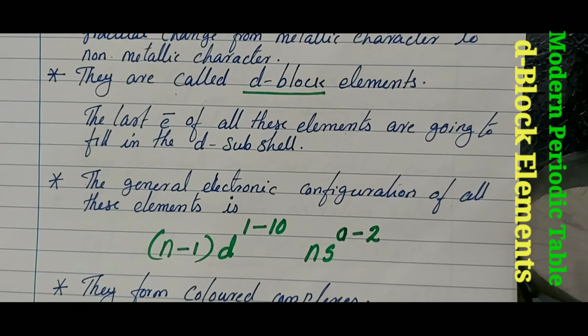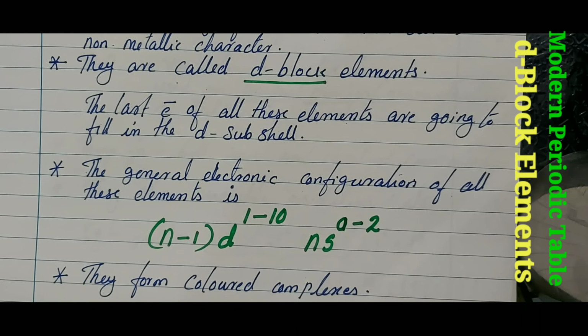You can see here it is (n-1)d 1 to 10 ns 0 to 2. What is the meaning of n? n is the outermost shell. In the outermost shell, there is an s subshell, and in the case of D-block elements, the number of electrons can vary from 0 to 2. That means sometimes there will not be any electrons. Most of the cases either 1 or 2 electrons will be there.